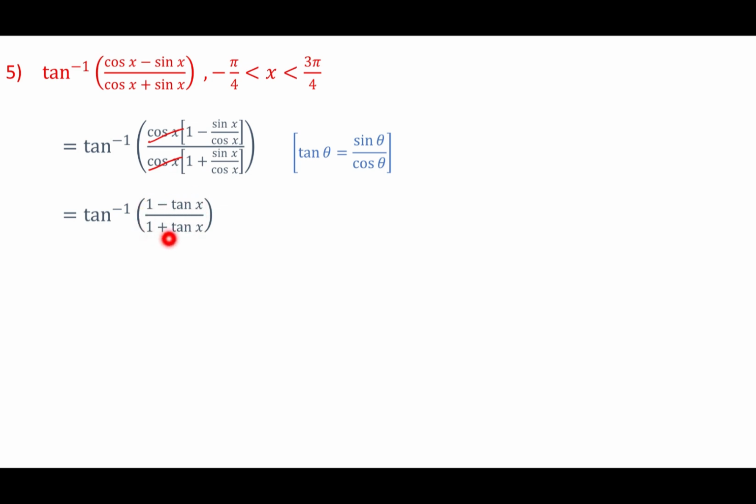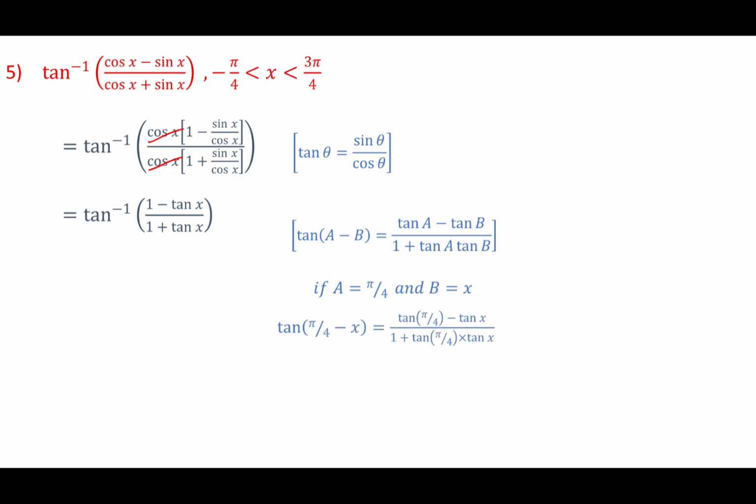Now, consider this part. We know that tan of a minus b is equal to tan a minus tan b over 1 plus tan a tan b. Consider a as pi by 4 and b as x. I want to get this part, that's why I'm doing this. So a as pi by 4 and b as x, the formula will be like this.